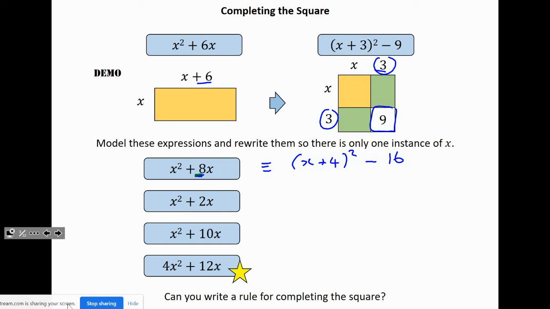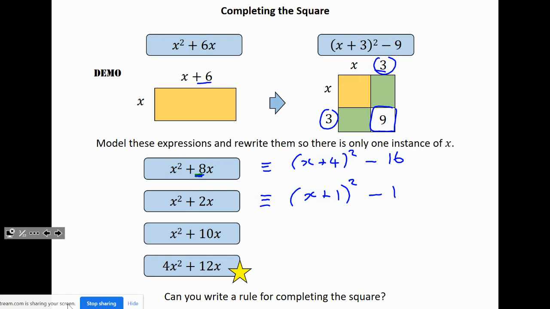x squared plus 2x. Following the same pattern then, that's going to be identical to x plus 1 squared. So that's going to give us x squared plus 1x plus 1x, but it's going to give us an extra plus 1, which we don't need. So we take away 1 at the end.